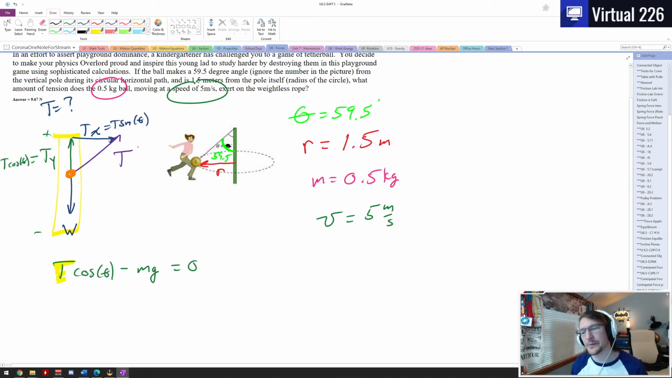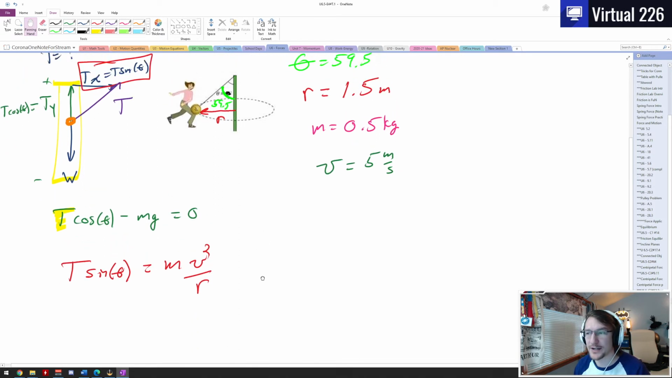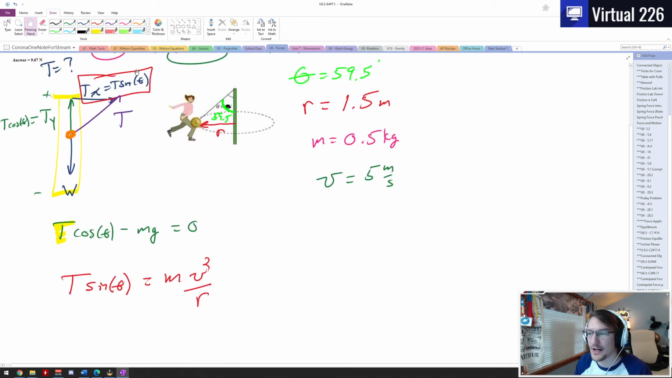Or if you're like, wait, but I really like using centripetal forces, sure, we could do that too. We could say that T sine theta equals the centripetal force, ma, which is really mv squared over r in this problem. So it actually doesn't matter which one you use here. It should work out to be the exact same thing.